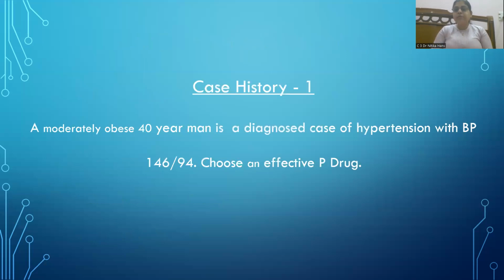Now, first of all, I will discuss with you case history 1. A moderately obese 40-year-old man is a diagnosed case of hypertension with blood pressure 146 by 94. Choose an effective P-drug. Now the blood pressure is 146 by 94 millimeter of mercury. This patient is suffering from stage 1 hypertension. And the age of the patient is 40 years, a 40-year-old man.